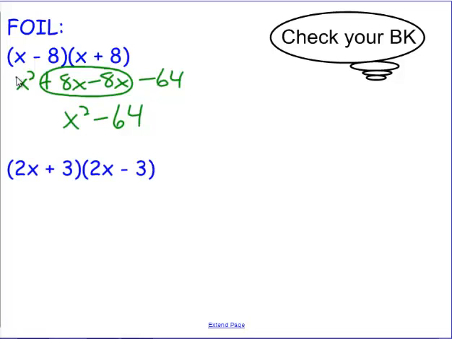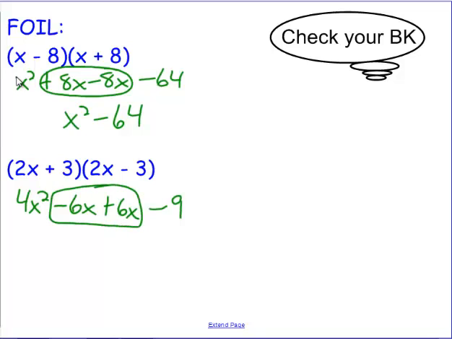Even if it's a little uglier on the binomials, the same process is still going to work. We'd have 4x squared here when we multiply the first terms. Then we have a minus 6x plus 6x. And then notice that plus 3 and times a negative 3 gives me negative 9. Again, those middle terms are going to cancel out, and I'm left with 4x squared minus 9.